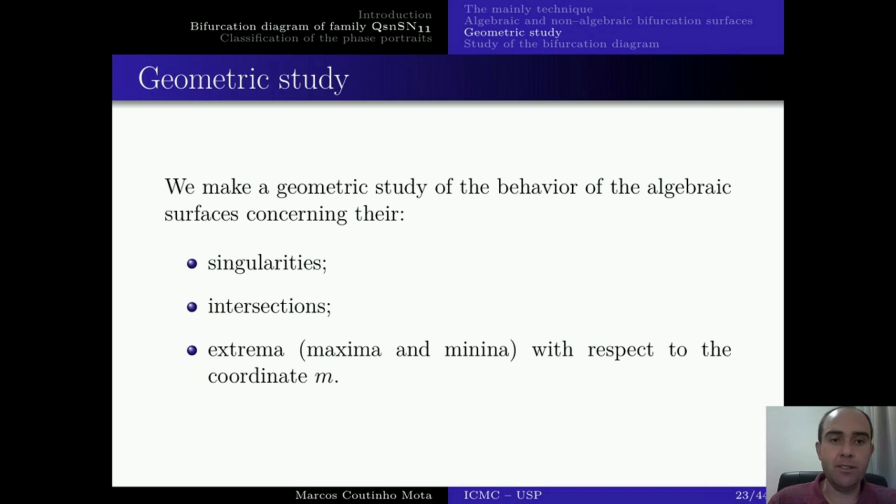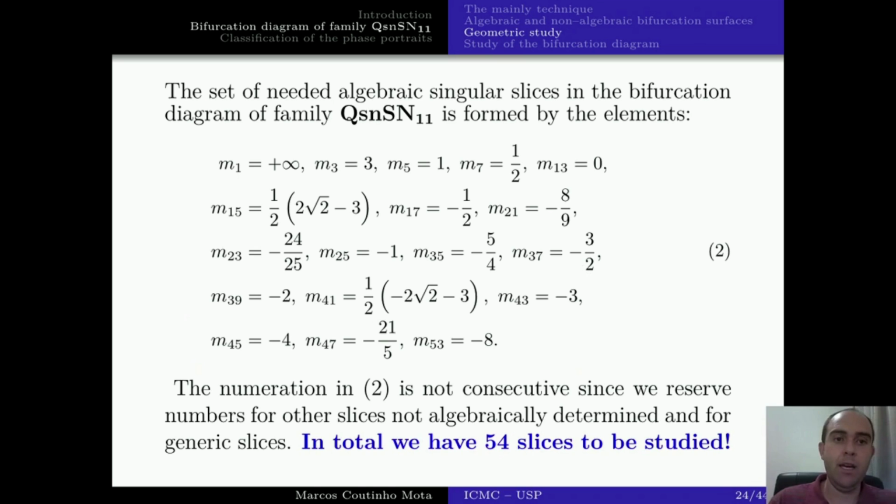After defining all these surfaces, we make a geometric study of the behavior of the algebraic surfaces concerning their singularities, intersection, and extremum points with respect to the parameter m. After this study, we conclude that the set of the needed algebraic singular slices in the bifurcation diagram of family QSN SN11 is formed by these elements here. Note that the indexes here are not consecutive, since we reserve some numbers for other slices not algebraically determined, and for, of course, the generic slices. But in total, we have 54 slices to be studied.